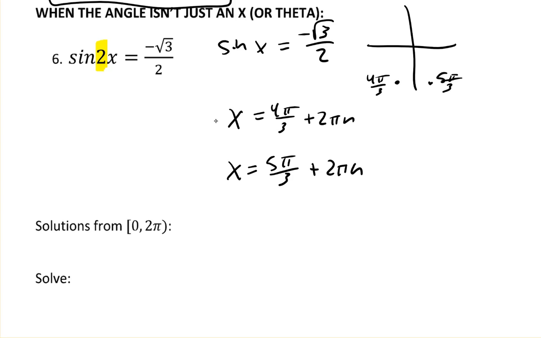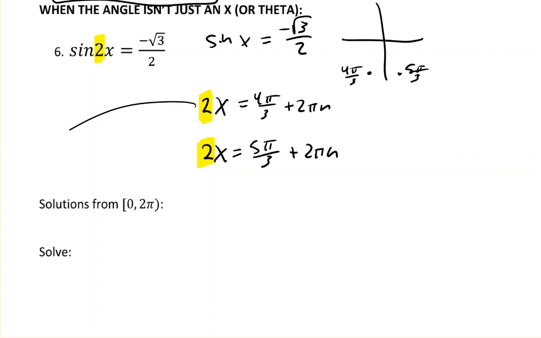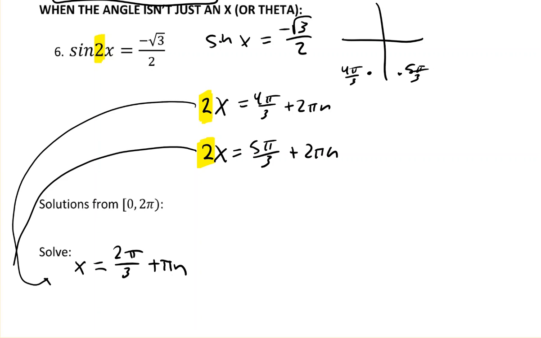Now I need to go back and say, wait, I didn't solve for x, I solved for 2x. But that's not really a problem, because if I want to change this from 2x equals to just x equals, I want to divide both sides by 2. So divide everything by 2.